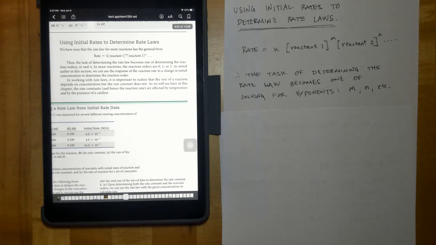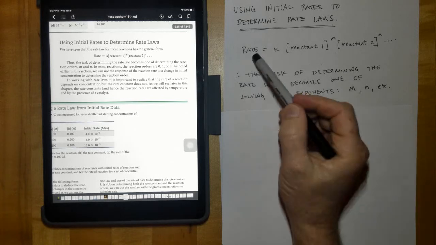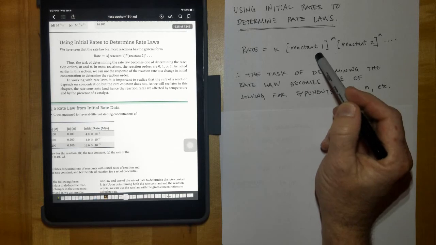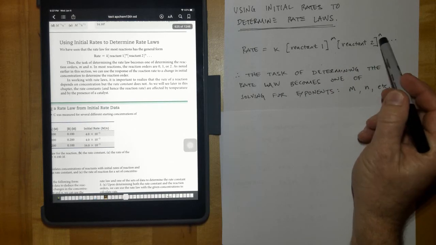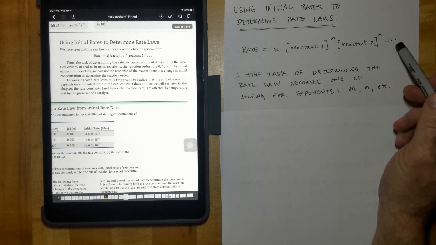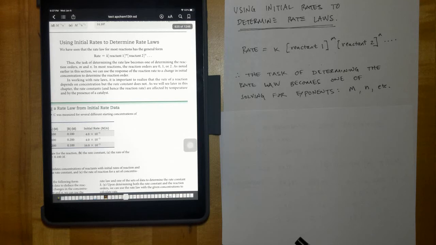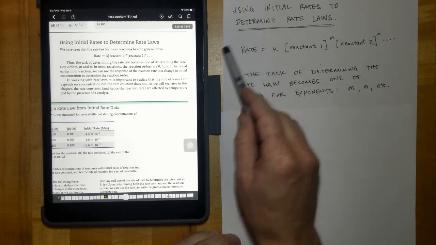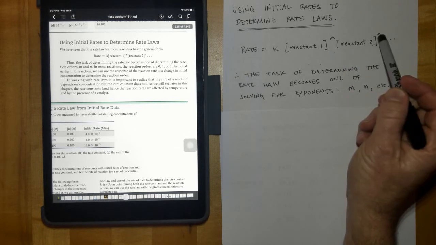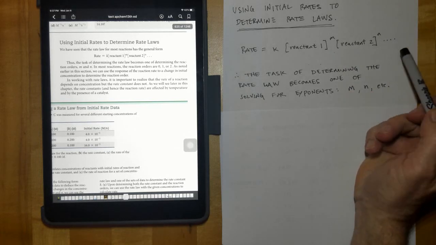All right, so here we go with using initial rates to determine the rate law. As we've seen so far, most reaction rate laws take on this general form. The rate is equal to k, a rate constant, times the reactant's concentration to some power, times the reactant's concentration to some power, and if there are more reactants, they'll be raised to different powers as well. And so the task of determining the rate law, determining what this equation is, becomes one of solving for exponents. What is m? What is n? What are any other ones that we have?